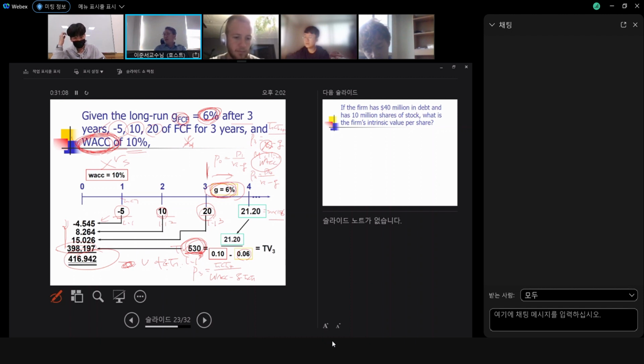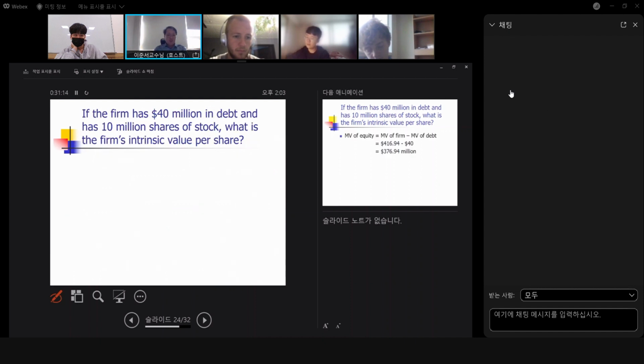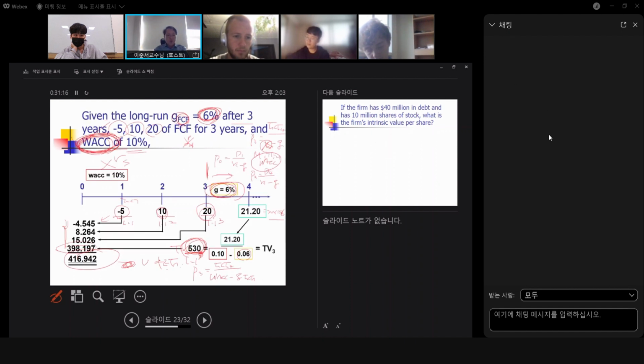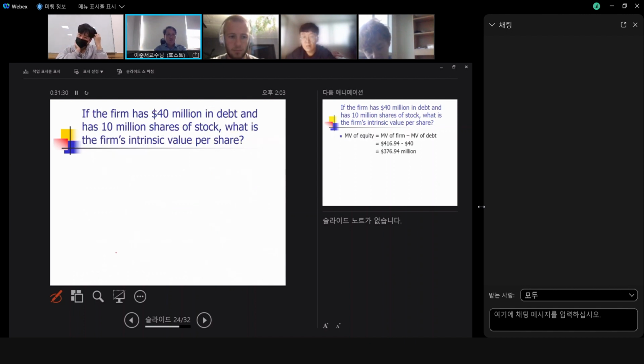Then we should do some next step, right? As I told you, this is not the whole value of only common stockholders, but including the preferred stockholders and the bondholders value, right? So we need to subtract those kinds of value from the entire value. So here is the information about the next step.